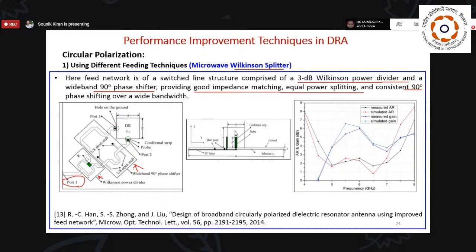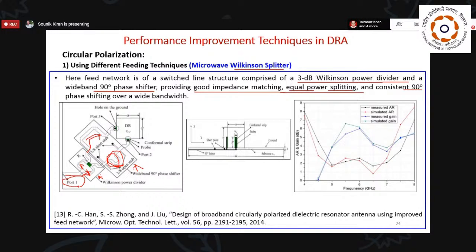Once they do this, as we see here, they have used a single port. The signal comes here, and the power gets equally divided, a 3 dB power divider. The power gets divided equally into two parts. One part goes in this direction, and the other comes in this direction, and here this one comes in one phase. And here they have done this kind of technique. This arrangement, we can see, is a very straight line, and they have used it just to make a 90-degree phase shift.